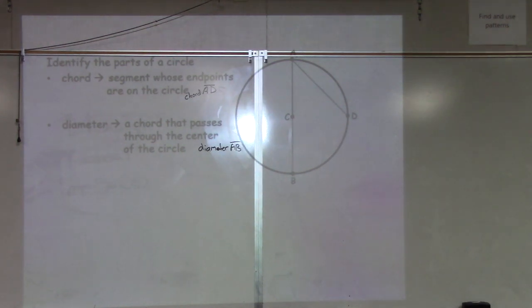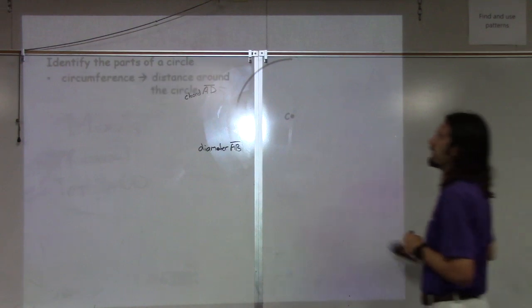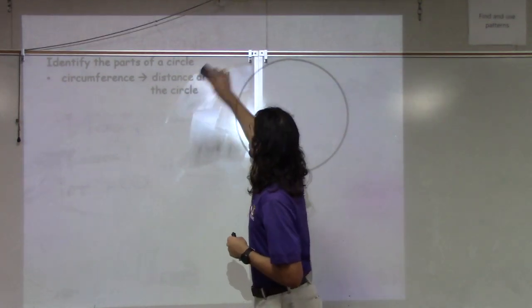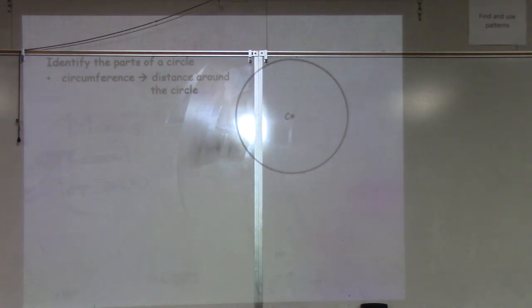This is going to jump to another slide, so I'm going to erase this part, but on your page it should be the same page. We're going to jump to another piece, and that next piece is our circumference. That circumference is simply the distance all the way around the circle. So that's one that we should hopefully be familiar with from years past.